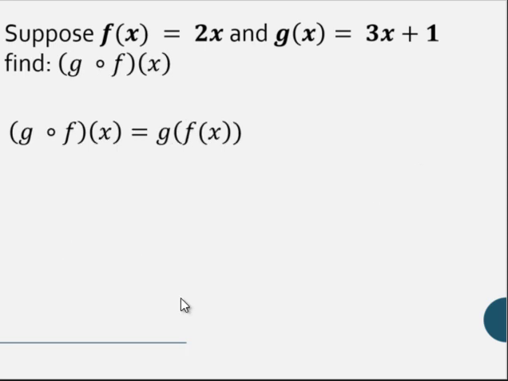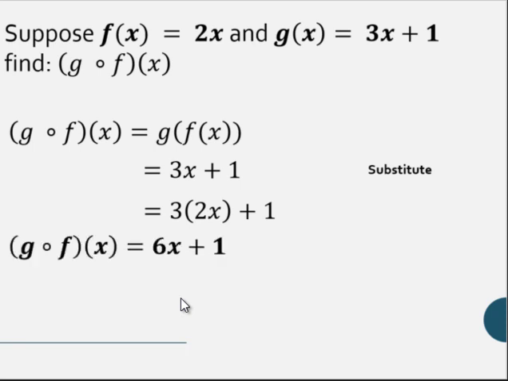From the same given, what if we are asked to find the value of g of f of x? So first, write down the value of the function g of x, which is 3x plus 1. Then for every x in the equation, we are going to substitute the value of f of x, which is 2x. 3 times 2x equals 6x, and then bring down 1. So g of f of x equals 6x plus 1.